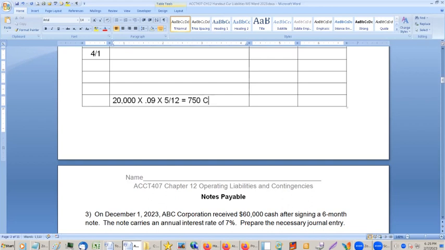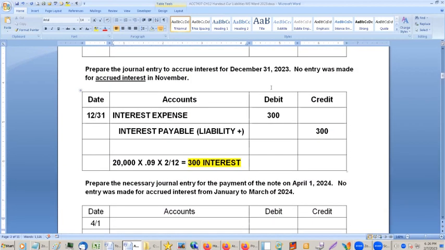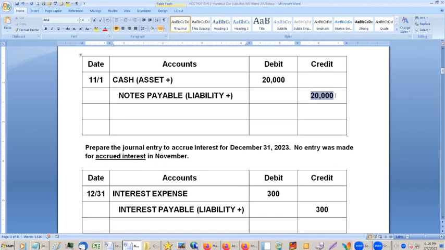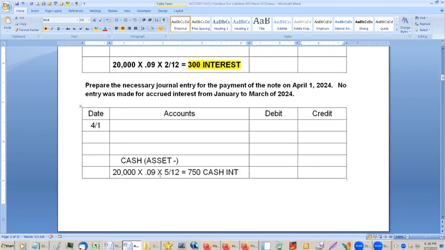I don't know, right? Does cash interest maybe? Okay, so when we get to our cash account, we owe them the 20,000 plus the total for 5 months. So for 5 months, 750 cash. So the total we're gonna pay them is 20,750.